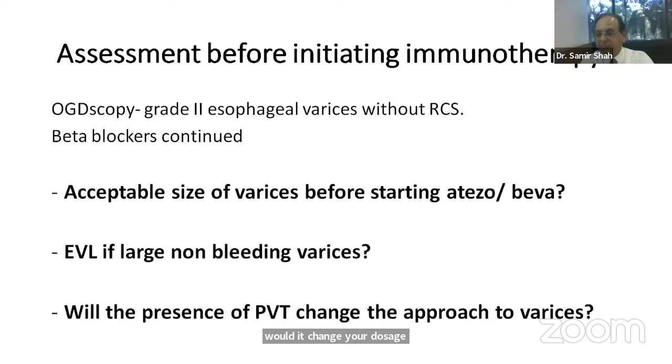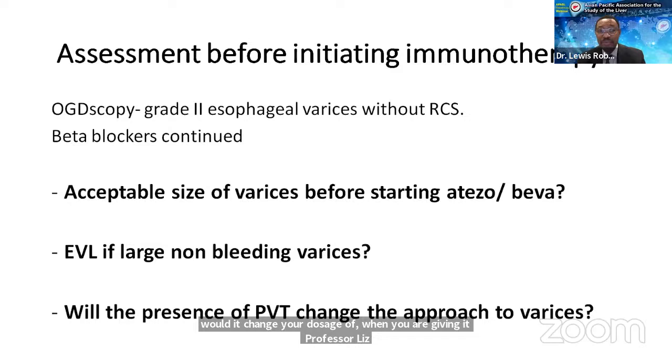Professor Lewis? Yeah, so I think we would band anything that's more than small varices, less than 5 millimeters in size, with the view of banding to completion before atezo-bev therapy. If the patient has portal vein thrombosis, a lot depends on the functional degree of thrombosis. And so we would still band and observe.